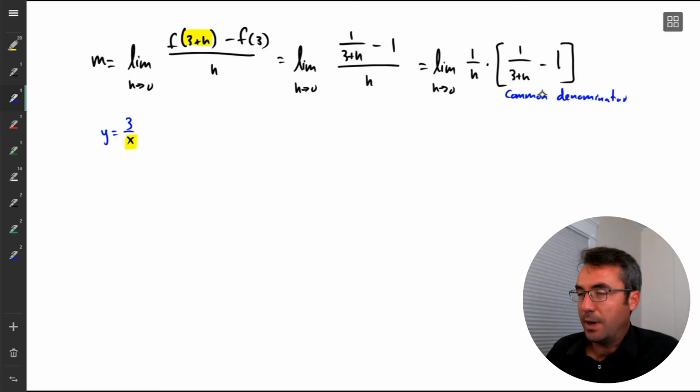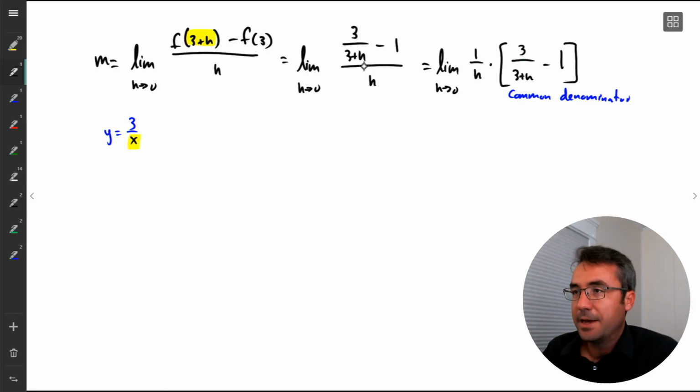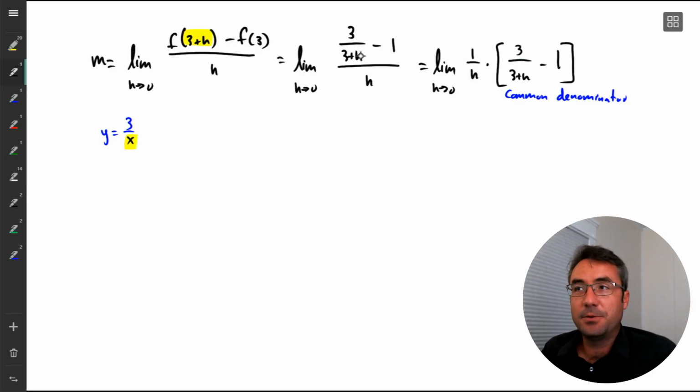And just to go back, why are we doing this? Well, if we go to this point here, and I'm missing the 3. That should be a 3 up there, and this should be a 3 right here. If we were to plug in 0 for h, I'd get 3 over 3, which is 1. So 1 minus 1 is 0, and then I get a 0 here. So we have that 0 over 0 indeterminate form. So that's why we have to go through all this algebra.